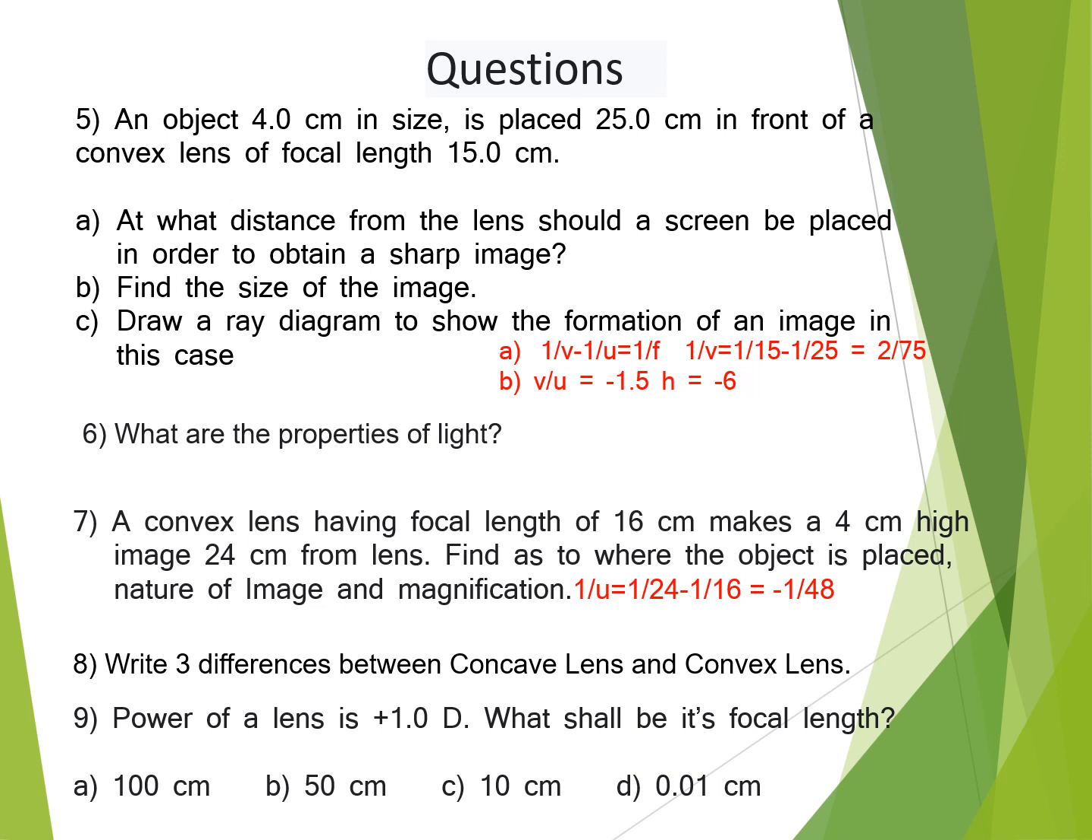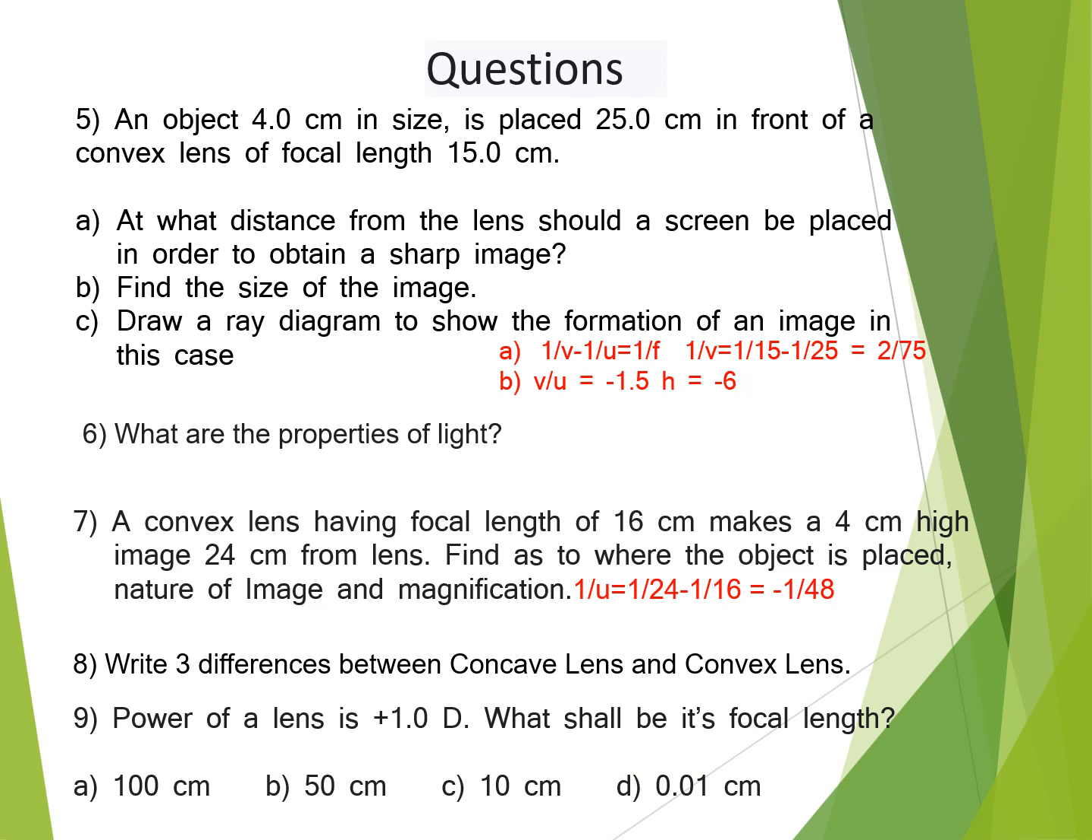A convex lens having a focal length of 16 centimeter makes a 4 centimeter high image, 24 centimeter from the lens. So f is equal to plus 16 centimeter. Here h dash, the height of the image, is 4 centimeter, and they have given V as 24 centimeter. Find where the object is placed. They are also asking for the nature of the image and magnification.